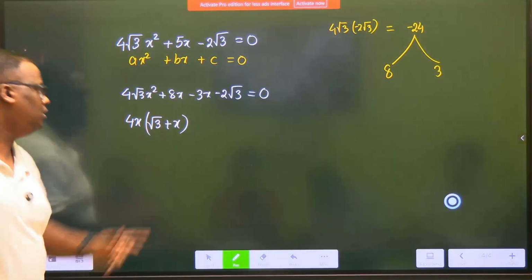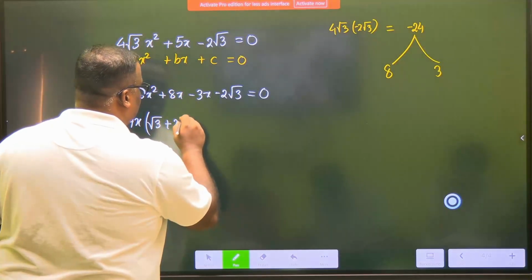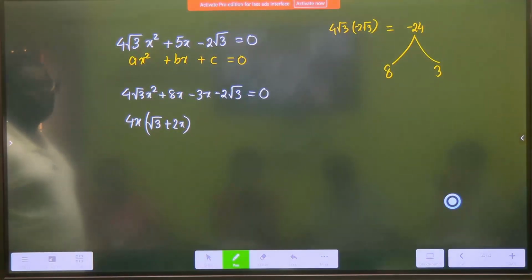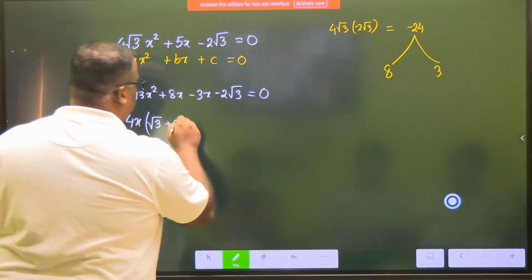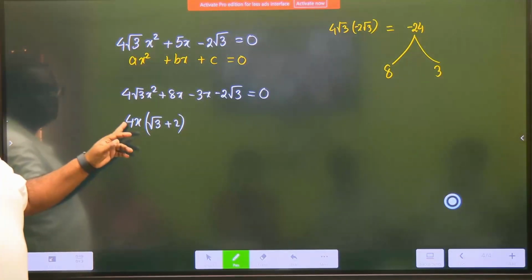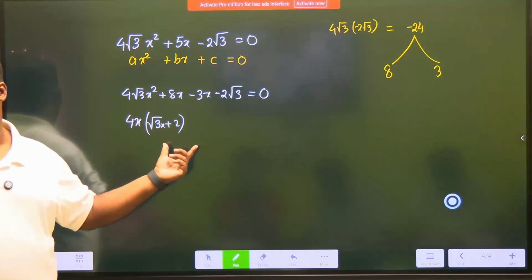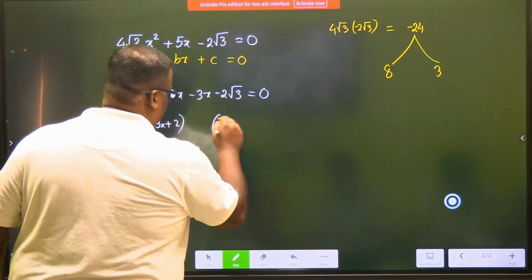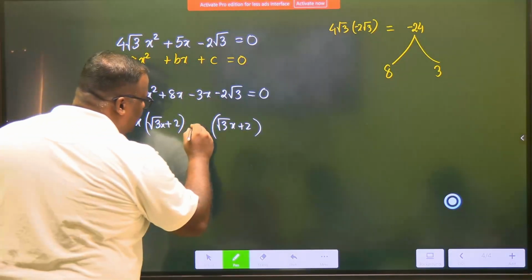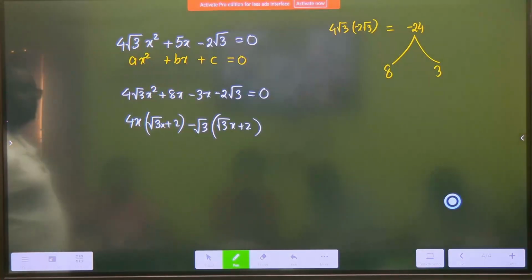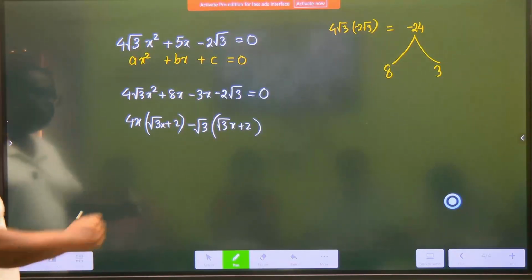4 root 3x and 2x. Sorry, it will be just 4x, and here just 2. Root 3x plus 2, right? Once you have found this, just close your eyes and put this factor here and try to match this. If I take a negative root 3 common out here, then negative root 3 into root 3 is a negative 3x. Understood?